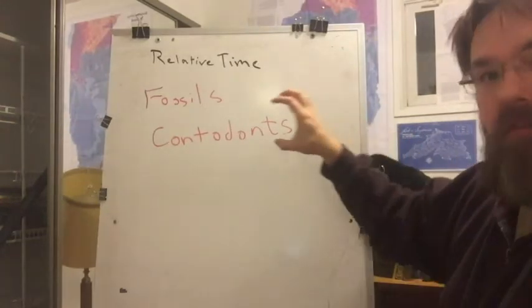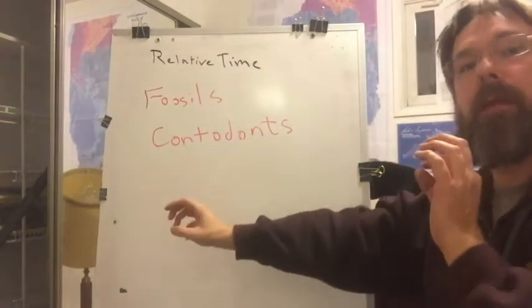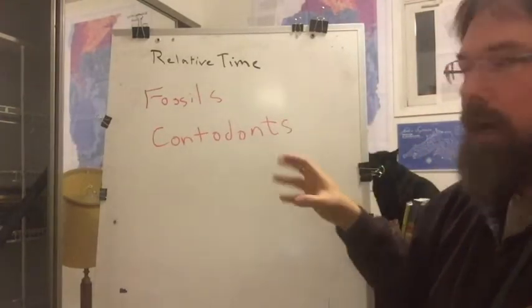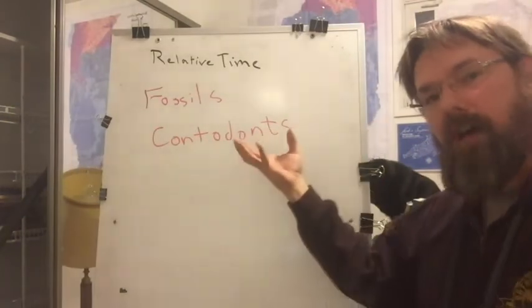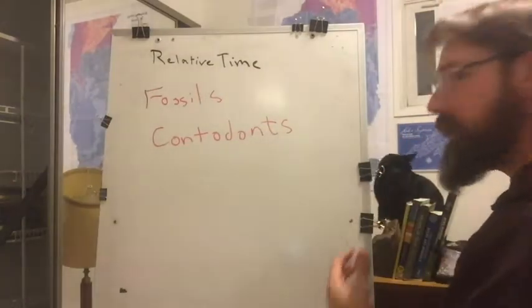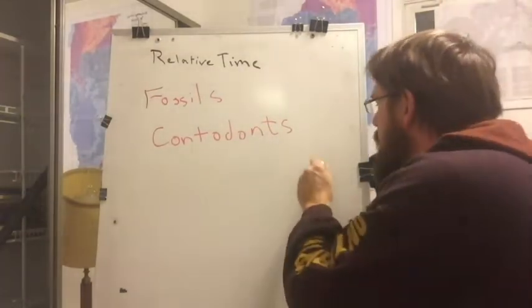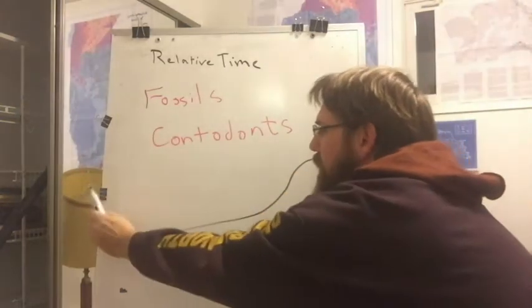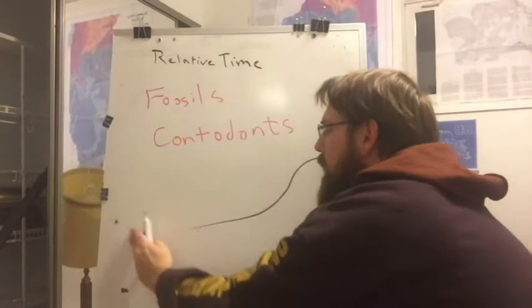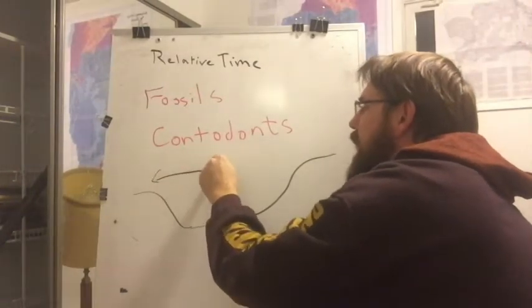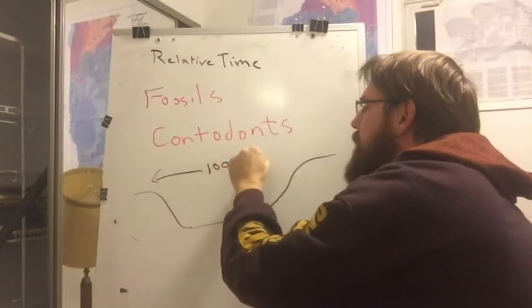They are usually isolated to a very narrow span of time. So now, even though you're using relative time, you can use fossils to correlate things a bit more accurately, say over great distances. Say this is more of a distance of 1,000 kilometers.